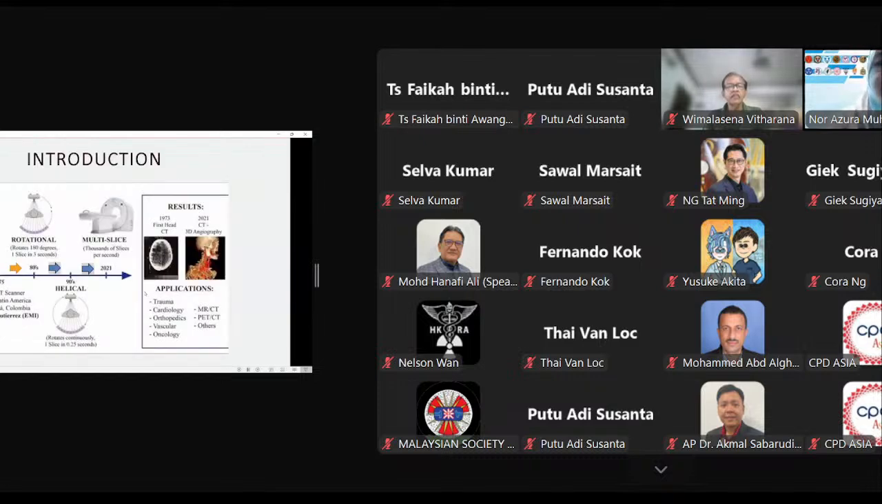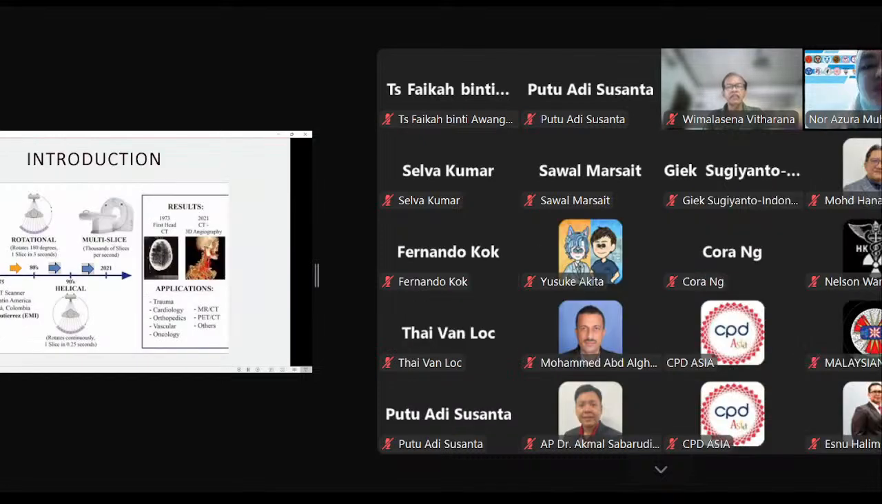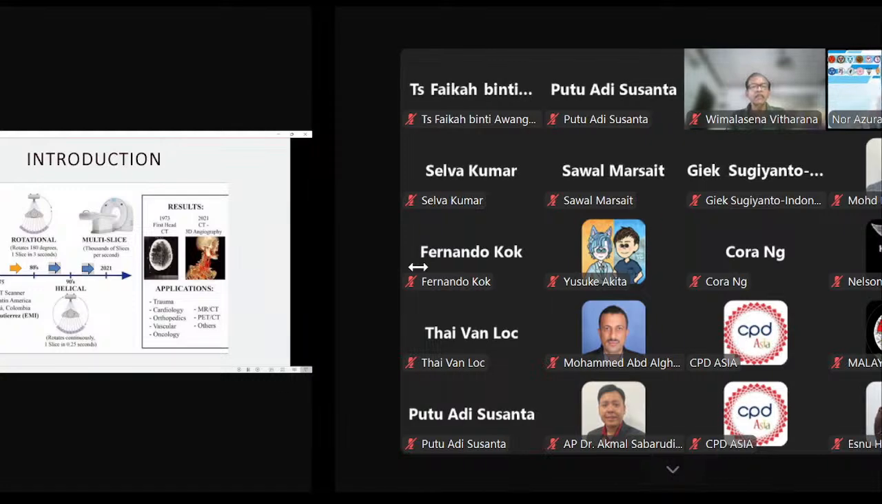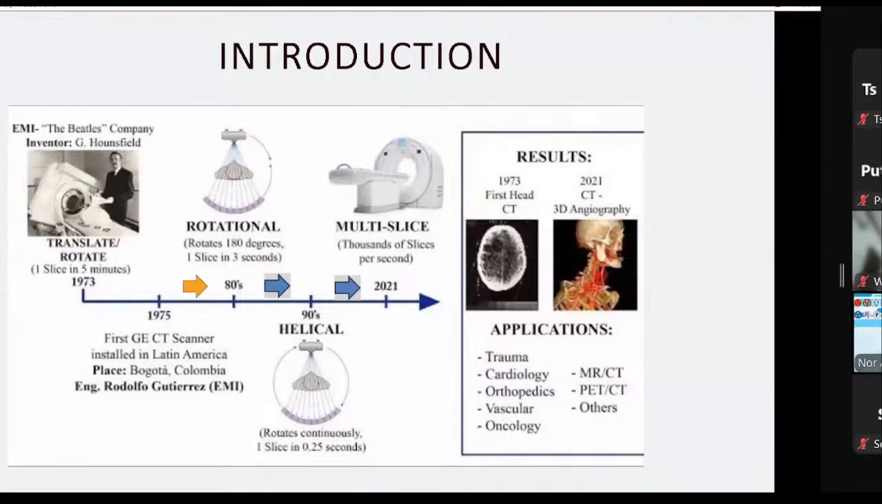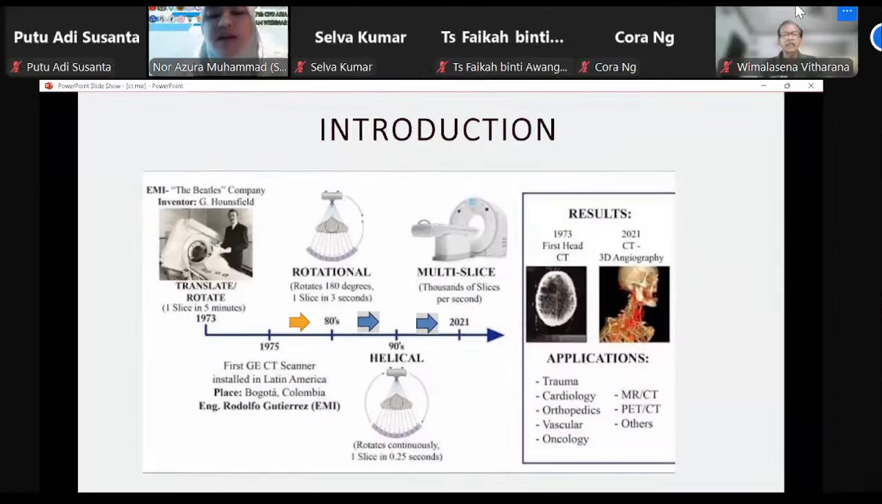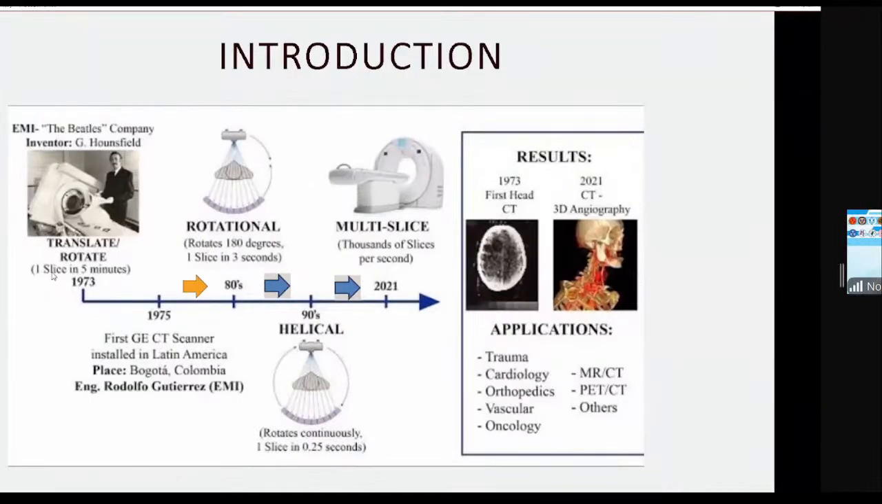This image tells the story of how CT scan evolved from a slow single slice system in 1973 to today's lightning fast, high resolution imaging. It started with a machine that took almost 5 minutes for just one slice. And as we know, the CT scanner was invented by Sir Godfrey Hounsfield at EMI, the same famous company as the Beatles.